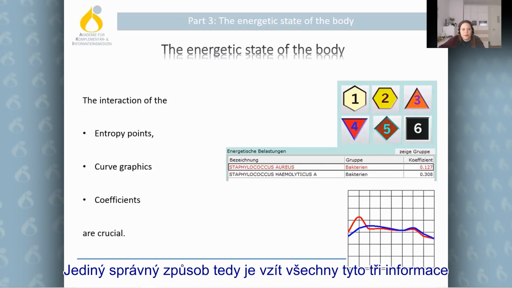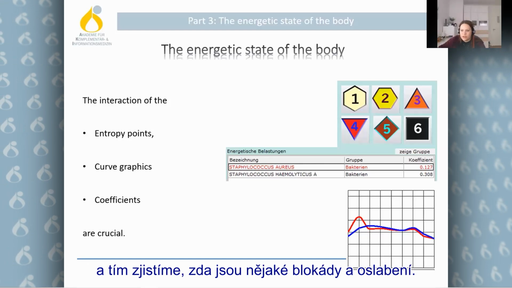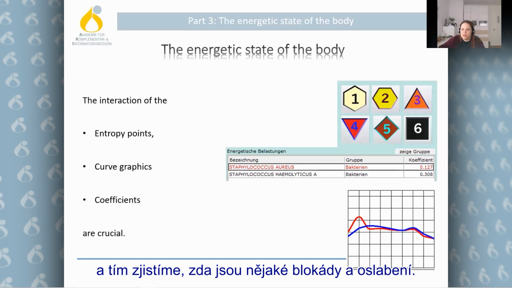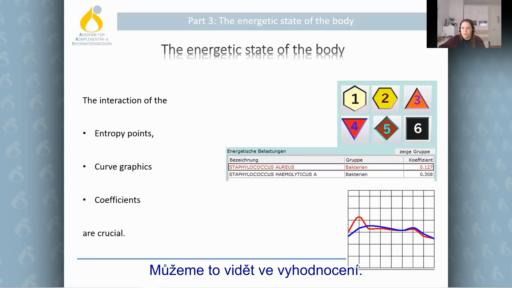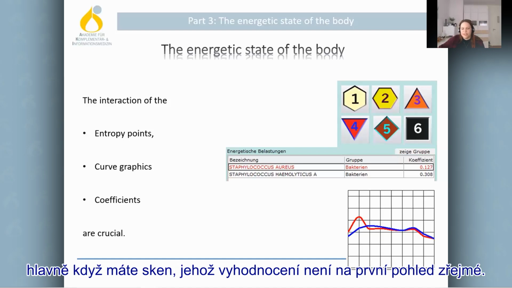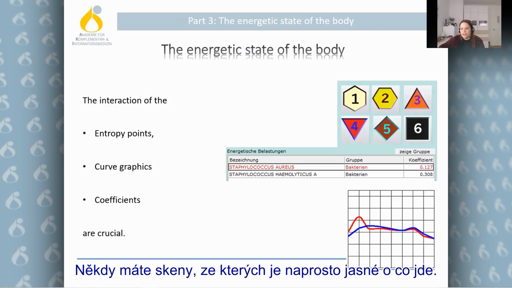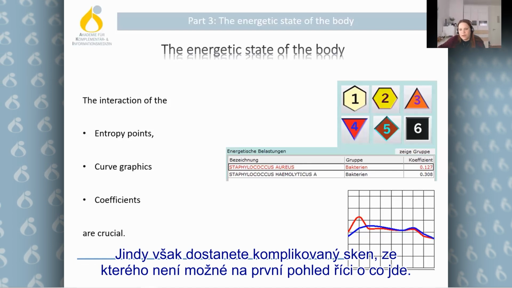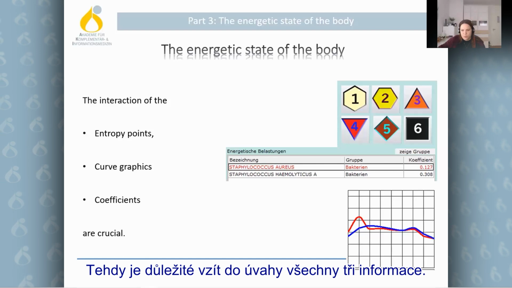So this is the only way, when we bring all these three together, to see maybe there's a blockage that is shown in the system, or a weakness that we can't see in the evaluation, but we can see it in the entropy points, for example. So you need all these three information parts. When you have a scan, it's not that easy to understand. Sometimes you can see clearly what's going on, but when you have difficult scans where you can't see it on the first slide, it's important to bring all these three information together.